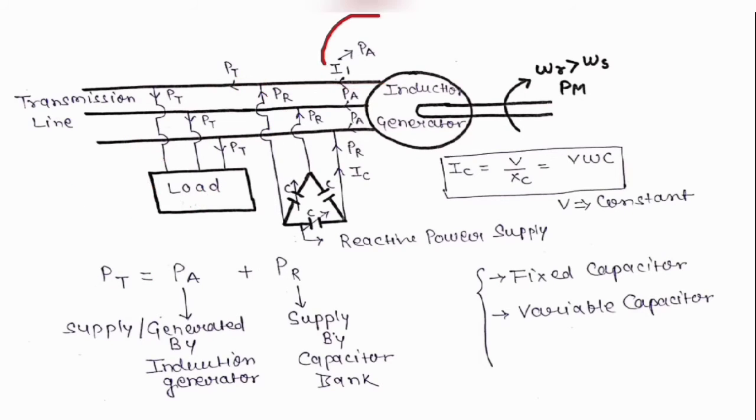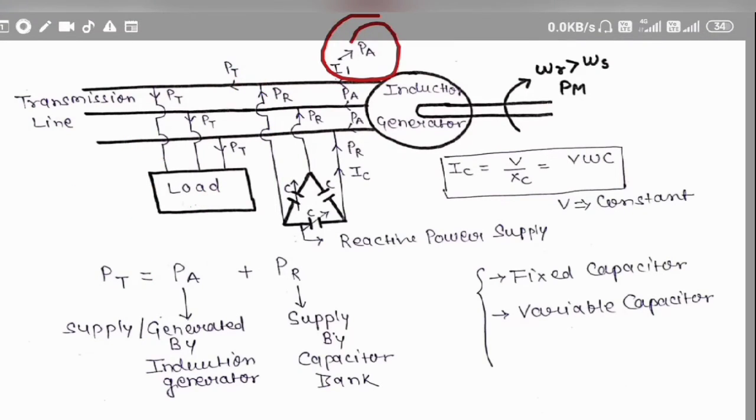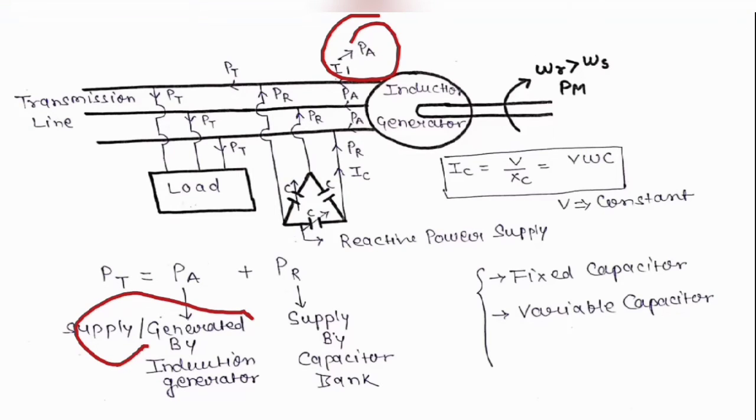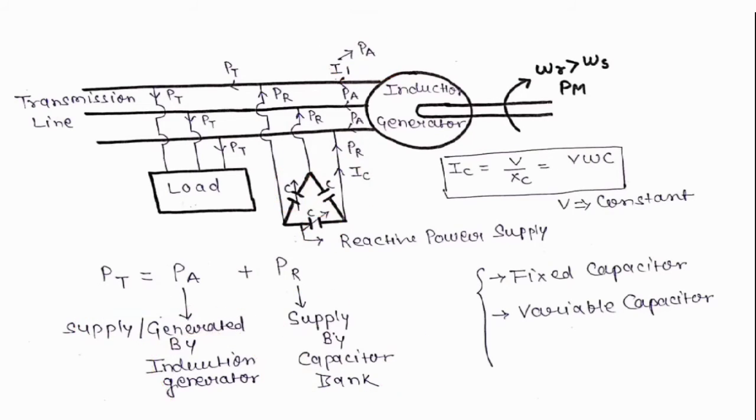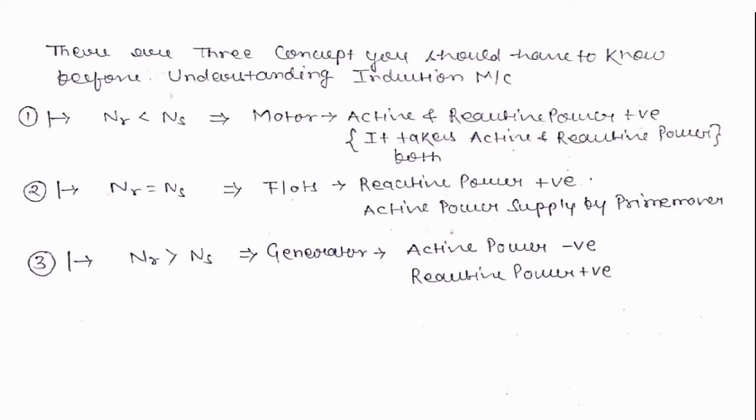Okay, so what is PA? PA is the supply of generated active power by the induction generator. And what is PR? PR is the supply by the capacitor bank. Okay, so there are two types of arrangement. This is called the variable capacitors, and this is called the fixed capacitors.